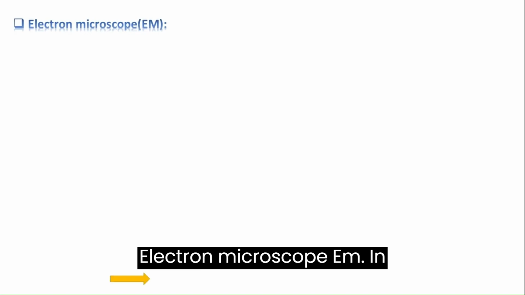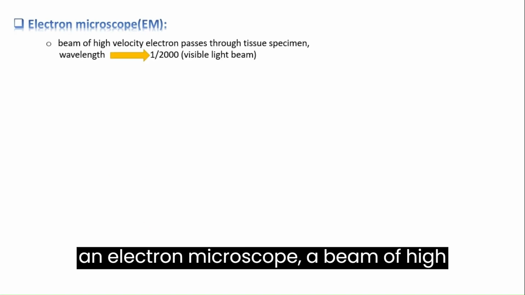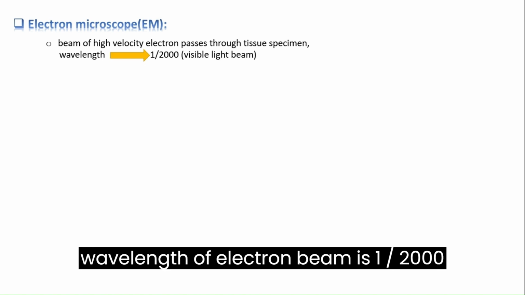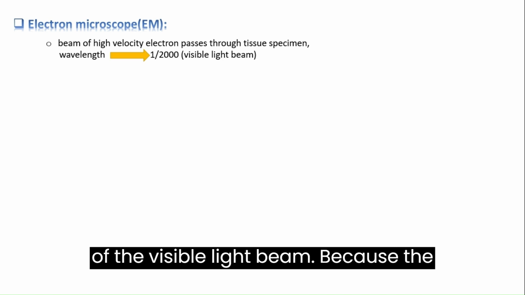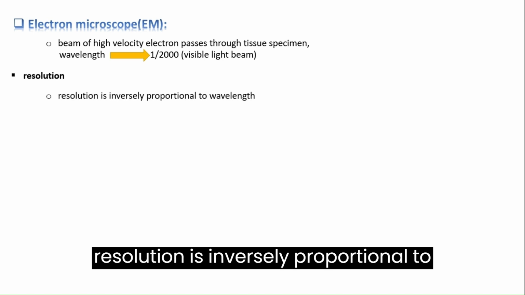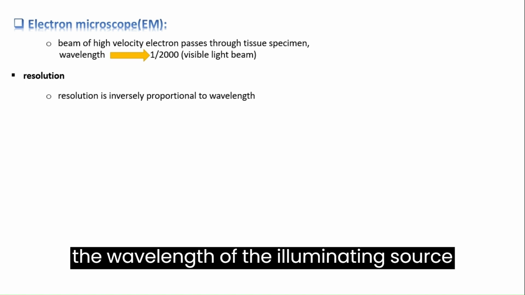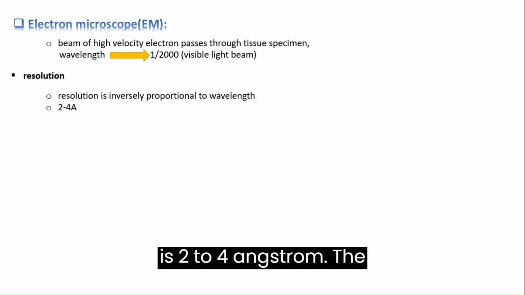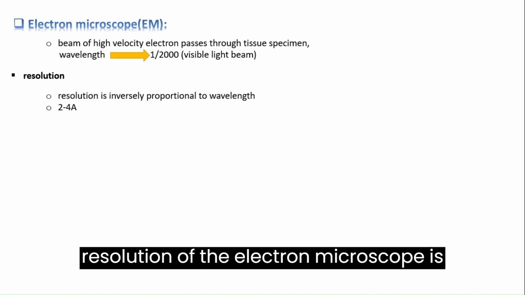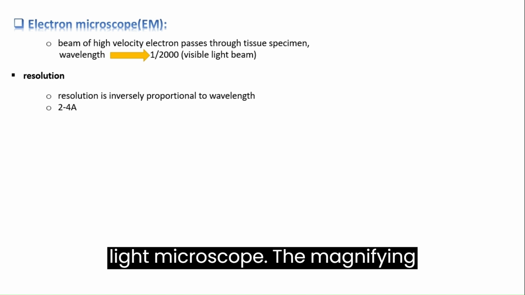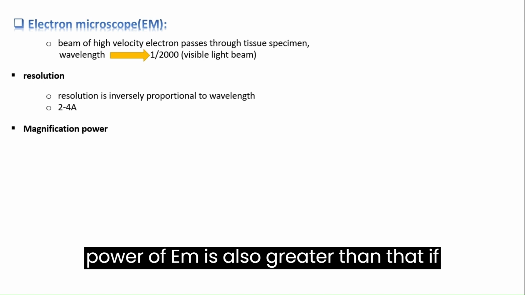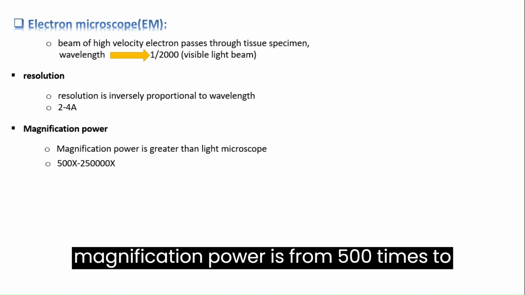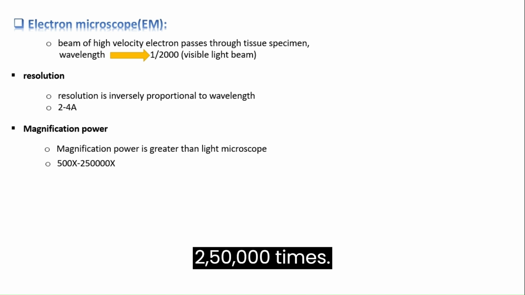Electron microscope, EM. In an electron microscope, a beam of high-velocity electrons passes through the tissue specimen to be examined. The wavelength of the electron beam is 1/2000 of the visible light beam, because the resolution is inversely proportional to the wavelength of the illuminating source used. The resolution of the electron microscope is 2 to 4 angstrom, which is correspondingly higher than that of the light microscope. The magnifying power of the EM is also greater than that of the light microscope. Its magnification power is from 500 times to 250,000 times.